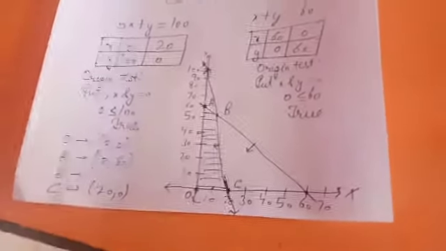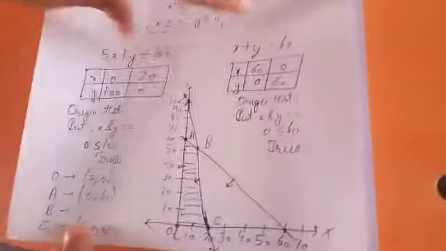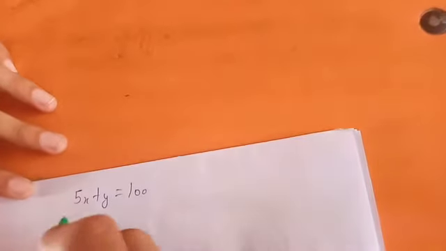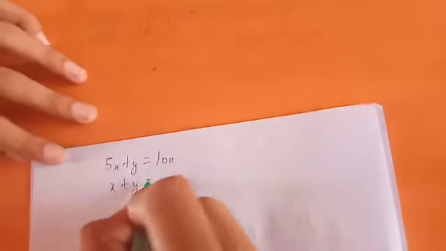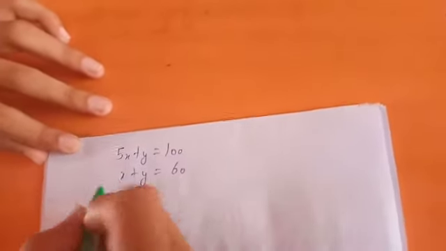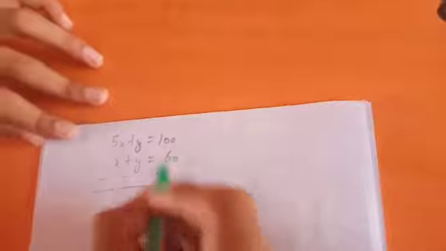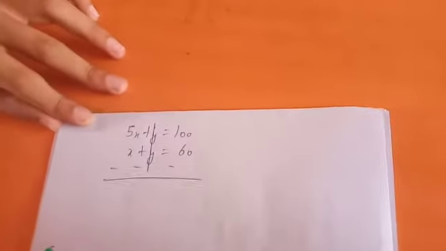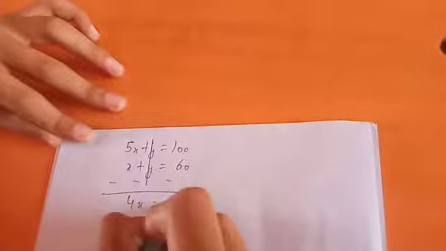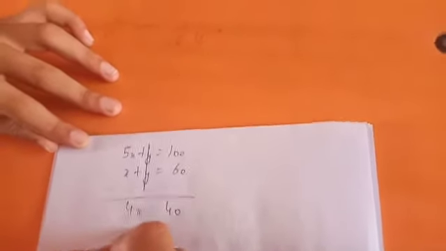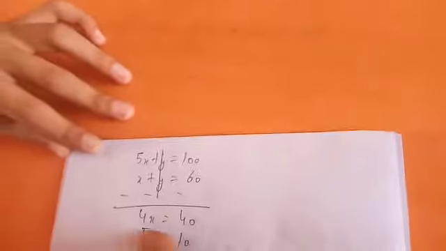Okay, and how we will find them? We will equate, or using any method we will find using our equations. Our equations were what? 5x plus y equal to 100, and another was x plus y is equal to 60. Okay, if I subtract equation 2 from 1, what I get? Y cancels. This is the elimination method. So I get 4x equal to 40. Okay, so x value will be 10.